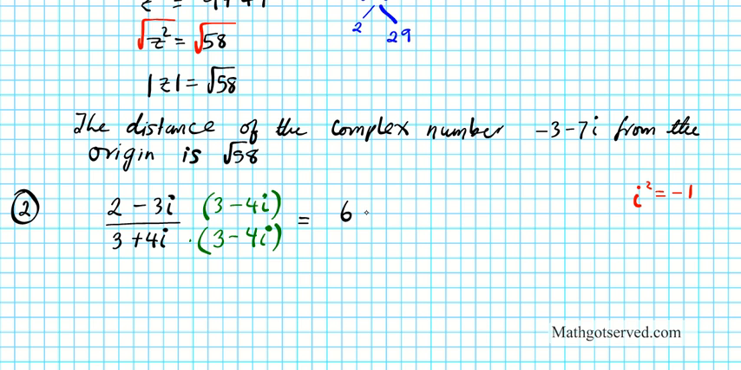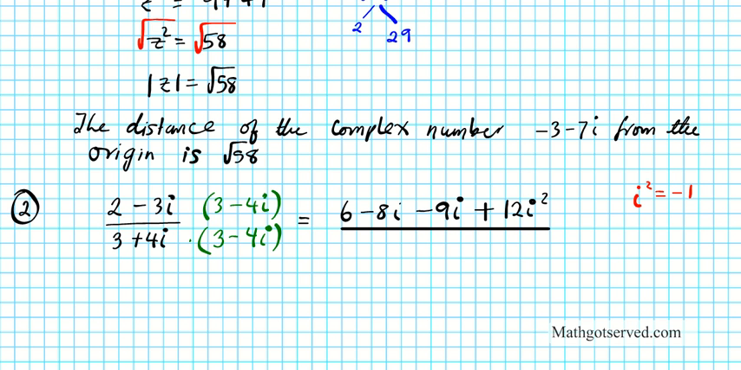2 times -4 is -8i. -3 times 3 is -9i. And then -3i times -4 is going to be positive 12i squared. Okay? And then for the denominator, we're going to multiply that out.